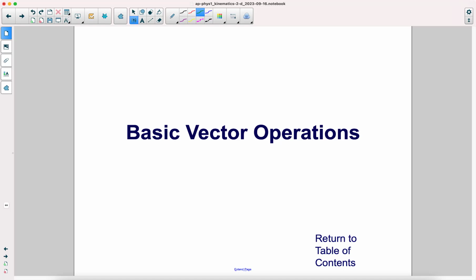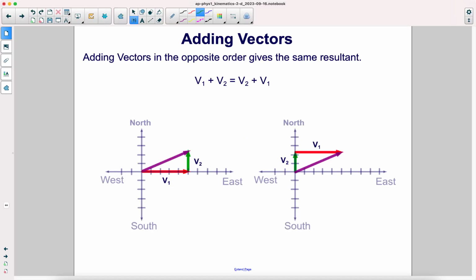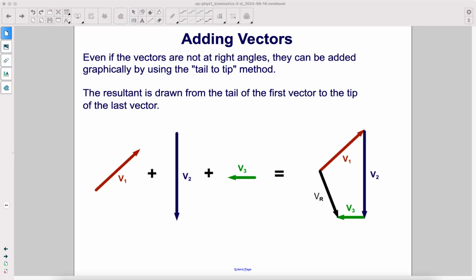Basic vector operations. Adding vectors in the opposite order gives the same resultant. So if we add red to green, we get the purple vector. If we add green to red, the opposite order, we still get the same result.